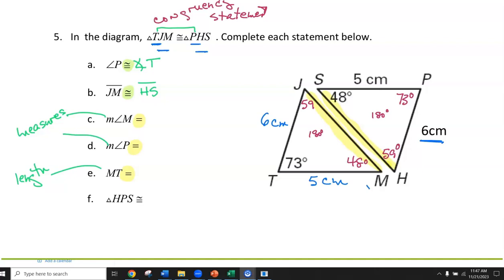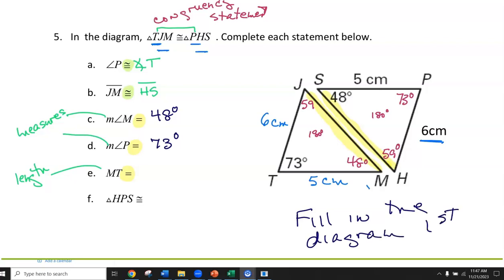Okay, the measure of angle M. Since I've already filled in everything, I know that that's 48 degrees. The measure of angle P, 73 degrees. I'm just reading my diagram. So I'm going to write here, fill in the diagram first. And how did I fill it in? I use my congruency statement. Okay, what's the length of MT? Already filled in, 5 centimeters.